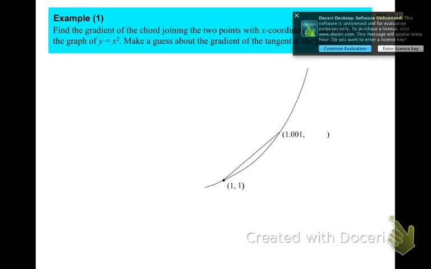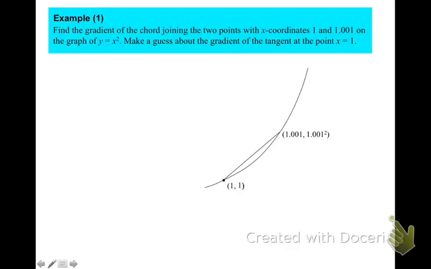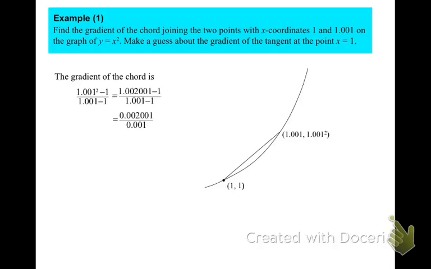Alright, so we plug in 1 for our x, and we solve for y, and we get 1. We plug in 1.001 for x. We square that, we get 1.001 squared. So finding our slope, our gradient, we're going to take y2 minus y1 over x2 minus x1, calculate that out, and we get a slope of almost 2, a little over 2.